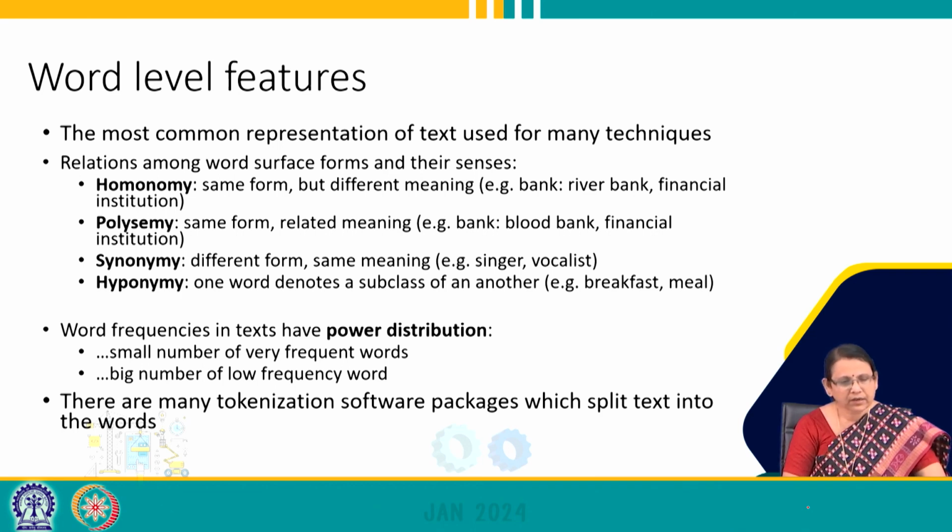For example, in the case of homonymy, if you are considering a word like bank, then that bank can relate to a river bank or it can be a financial institution. Similarly, polysemy is about words of the same form but having related meaning. For example, here again blood bank and financial institution can take place. Synonymy covers synonymous words like singer and vocalist. Hyponymy is where the word denotes a subclass of another, like breakfast and meal.